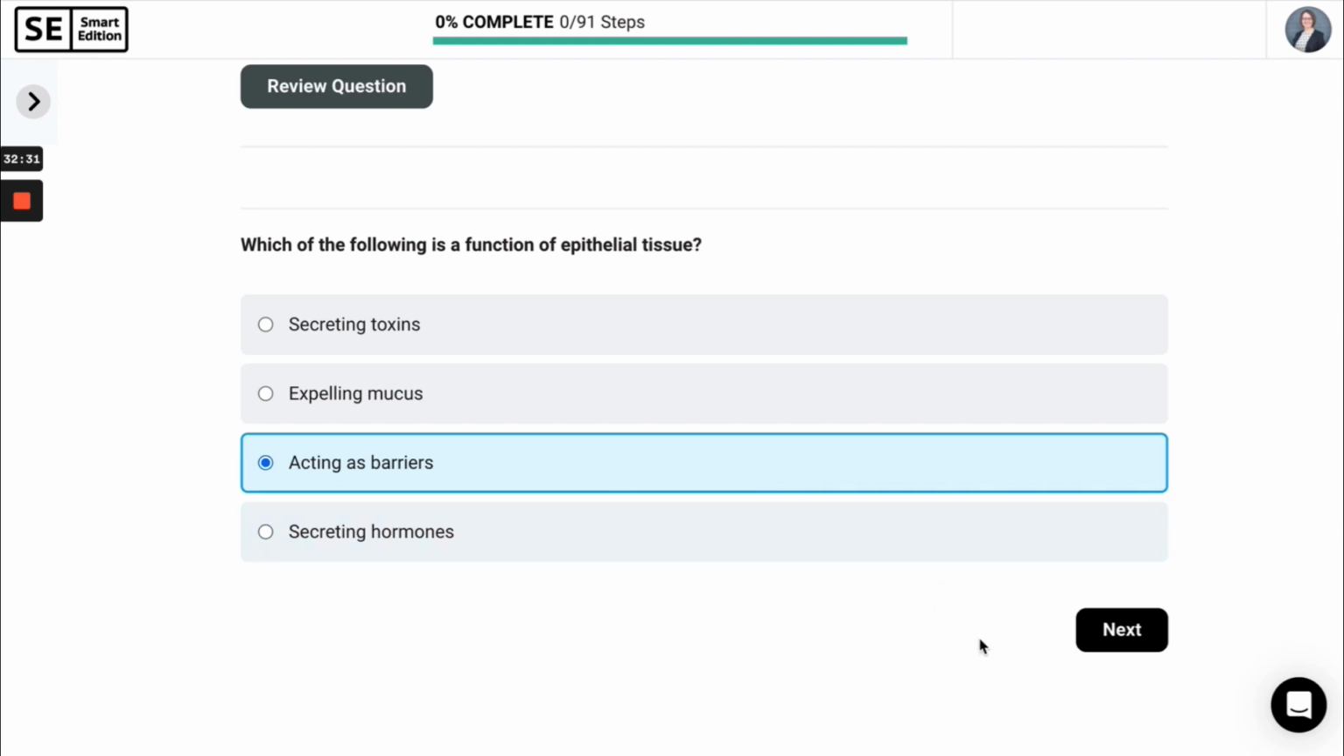So remember, when you think of epithelial tissue, you think of the skin, and the skin acts as a barrier that prevents things like foreign bodies from entering into the internal portion of the body. So epithelial tissue is a barrier or that protective layer.